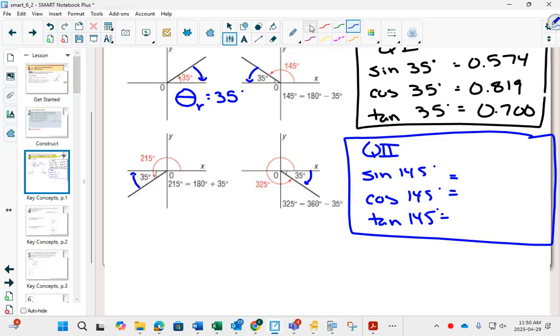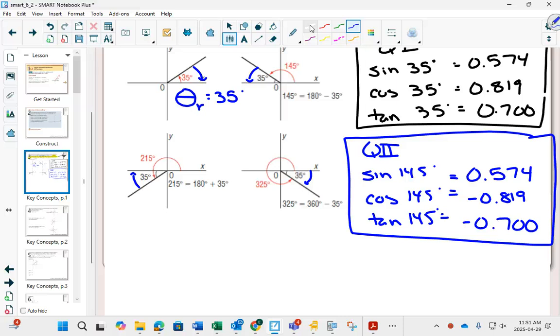Someone yell out once they got the sine one to 3 decimal places. 0.574. Negative 0.819 and negative 0.700. That's a little messed up, eh? There's a little pattern. If you don't recognize the pattern yet, keep looking. You'll see something, hopefully.